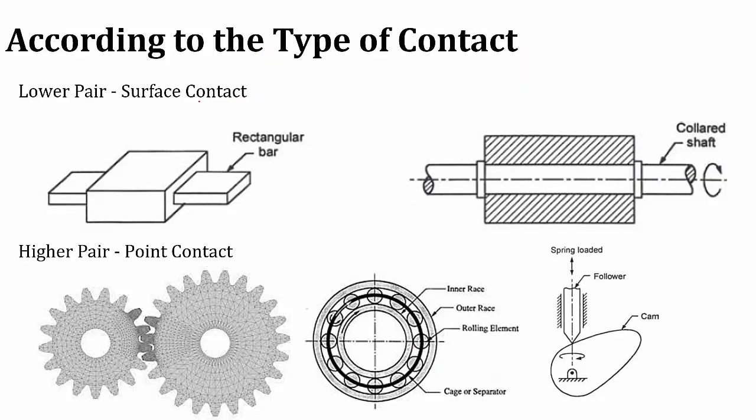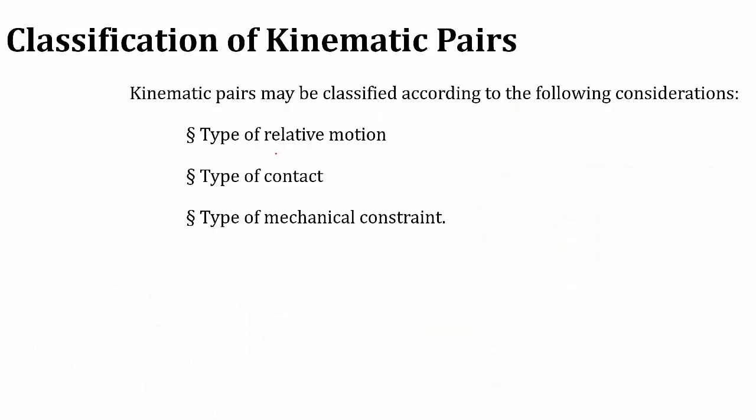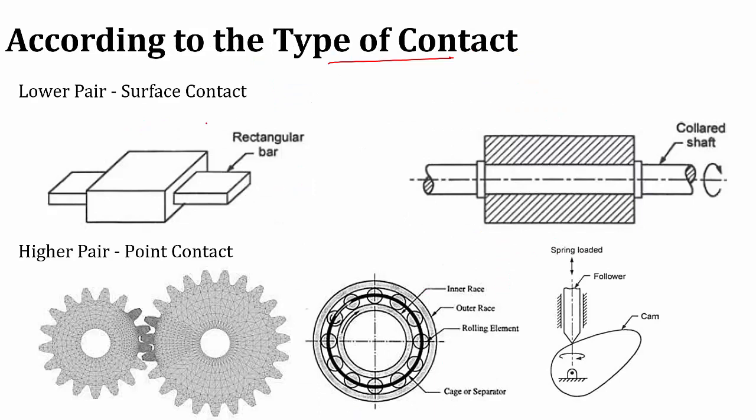Then the next classification is based on the type of contact. The first one was based on the type of relative motion. Second is based on the type of contact. Based on contact, it is classified into two: higher pair and lower pair. Lower pair in the sense, if the contact between link 1 and 2 is surface contact, then it is called a lower pair.